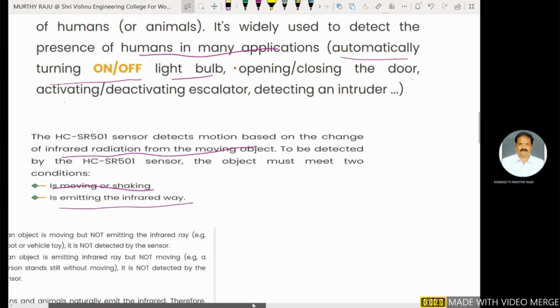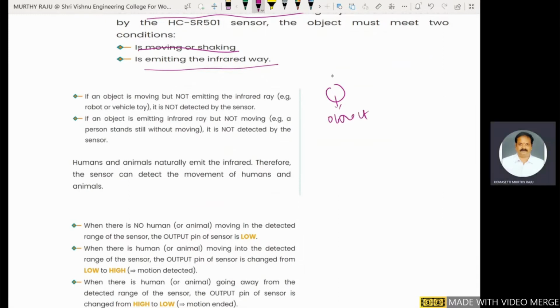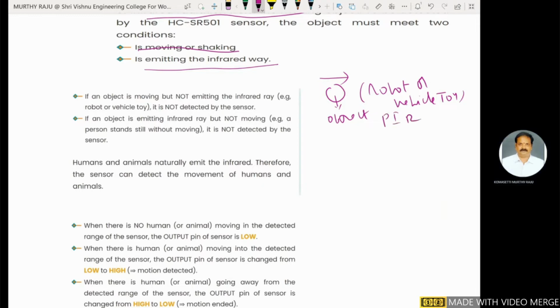Next one: suppose an object, this one is the object. The object is moving but not emitting infrared rays. Example: a robot, vehicle, or toy. The robot is moving but is not a living thing. Based on artificial intelligence, the robot is working. That robot is also an object, and it is moving, but infrared radiation is not emitted, so it is not detected by the PIR sensor. That is one important point.